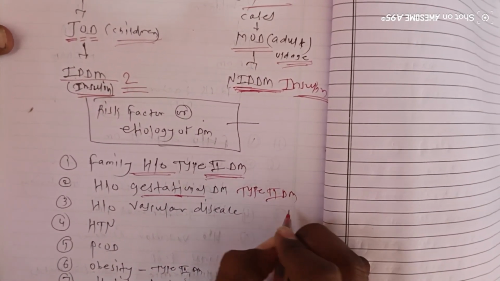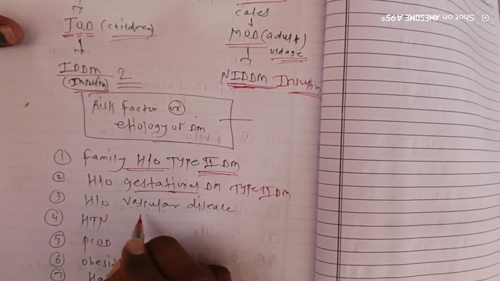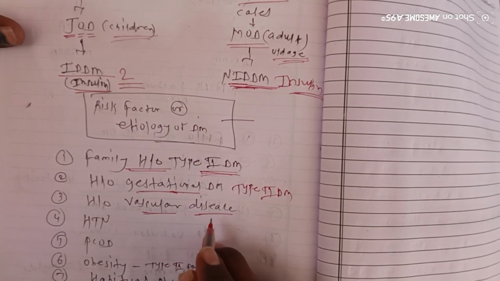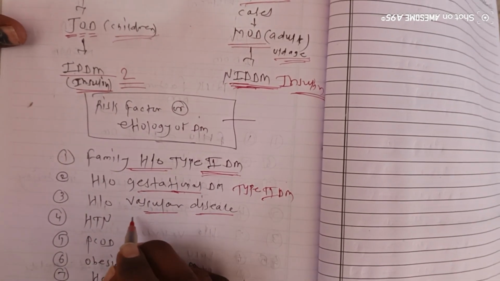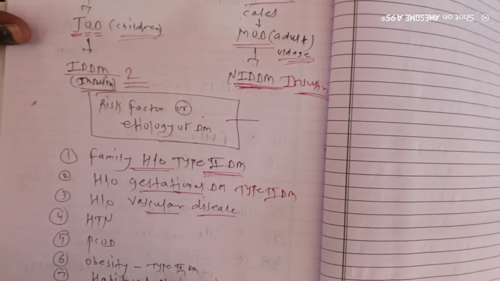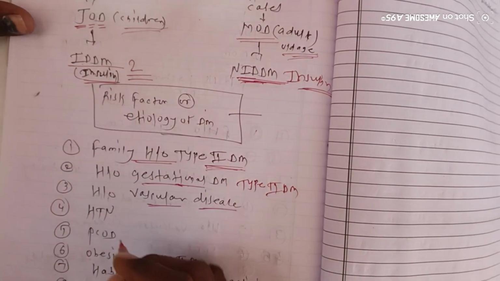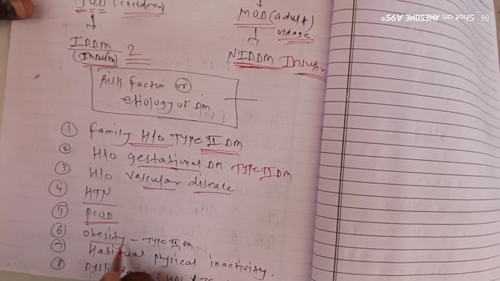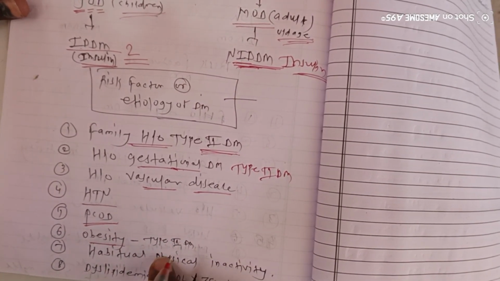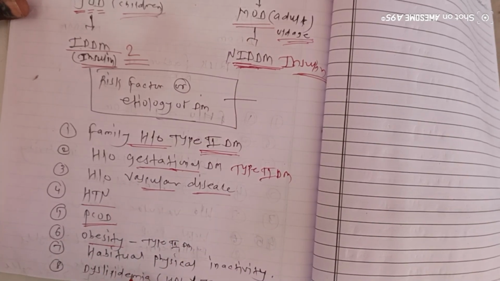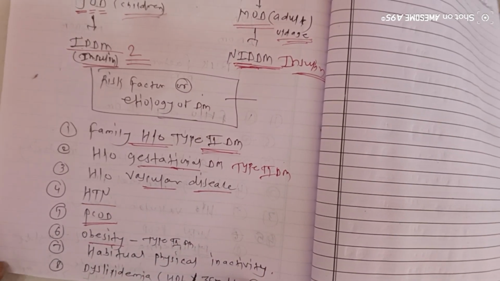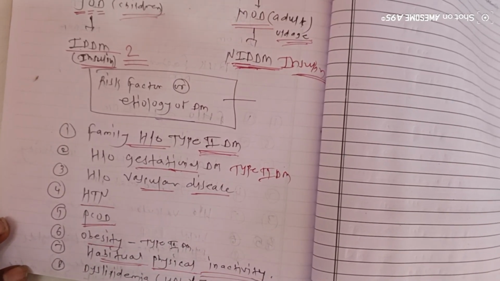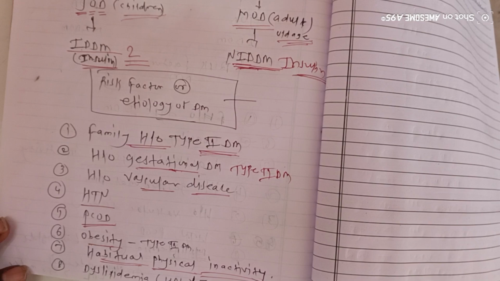History of vascular diseases like hypertension, thrombophlebitis, arteriosclerosis, atherosclerosis. If the person has these, it may lead to diabetes mellitus. Hypertension is also a risk factor for diabetes mellitus. PCOD is again a risk factor for diabetes mellitus. Obesity leads to type 2 diabetes mellitus. Habitual physical inactivity, that is, a sedentary lifestyle, is also a risk factor.